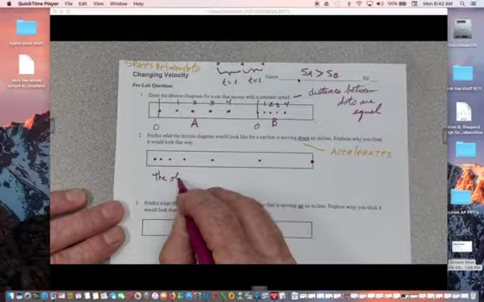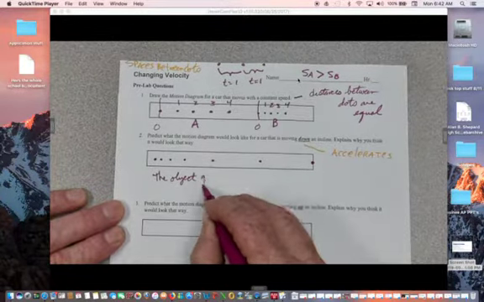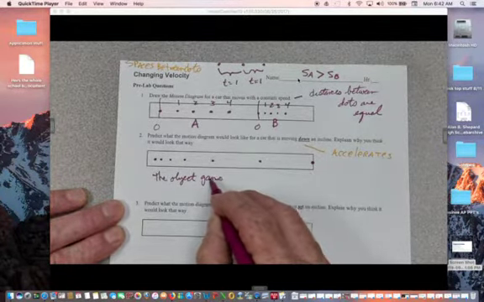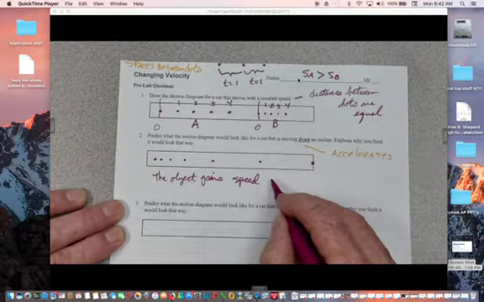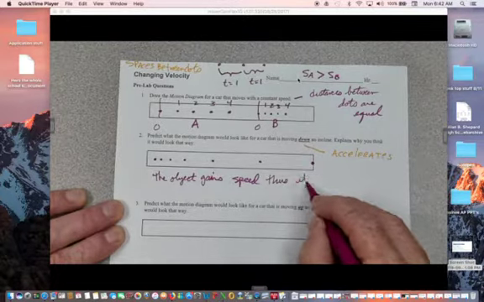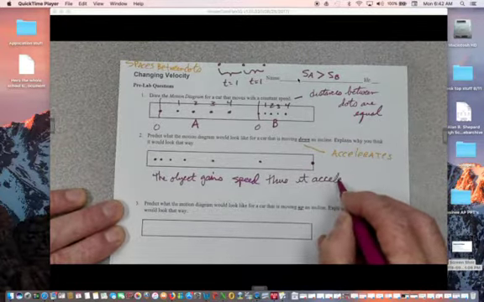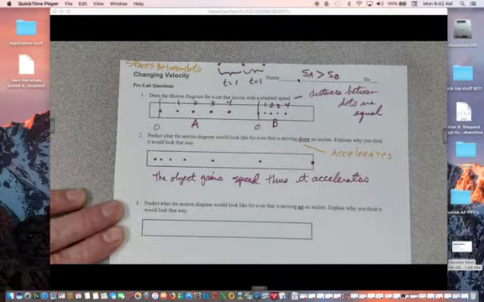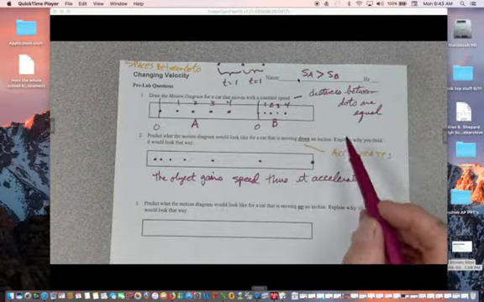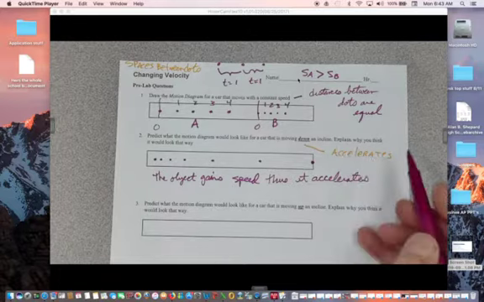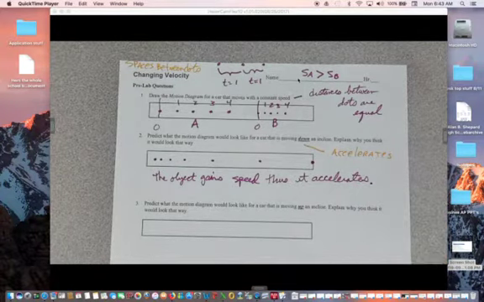The object gains speed, thus it accelerates. That would be a nice statement to know. So if you have your sheet, you can write that on there and see what I wrote. I wrote a statement. When you explain things, you have to give a statement that could have a period at the end, like a sentence.